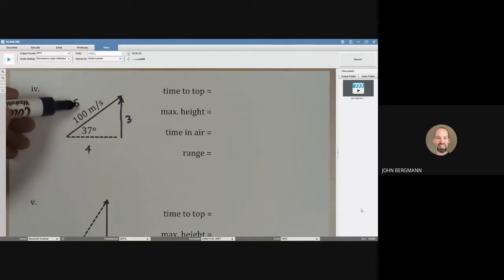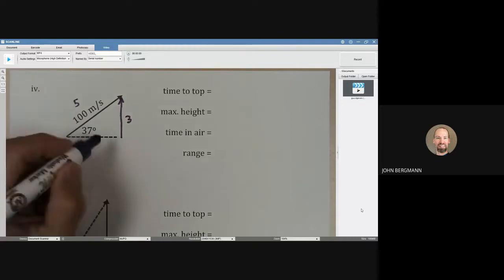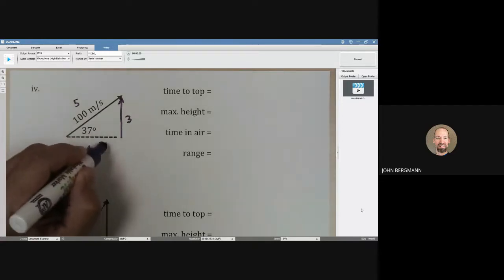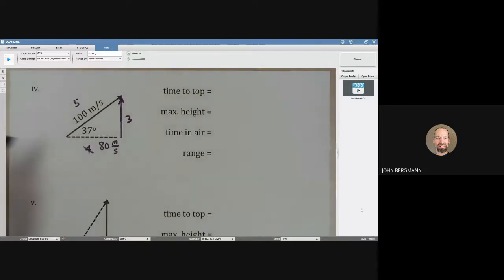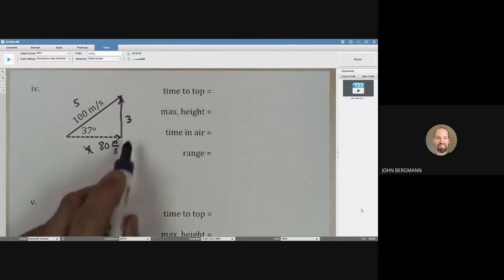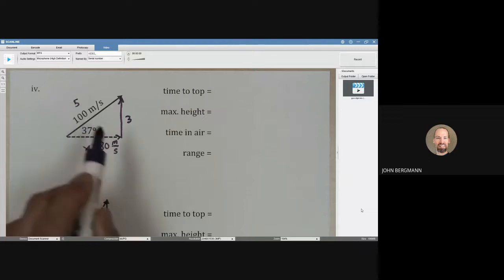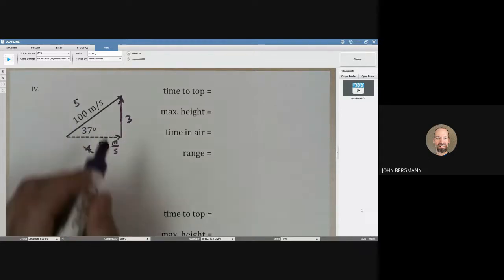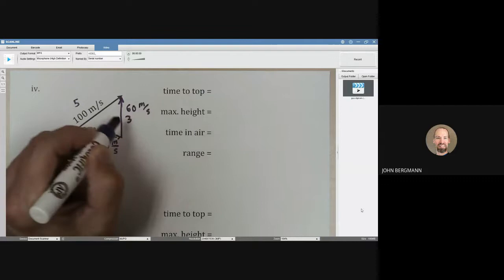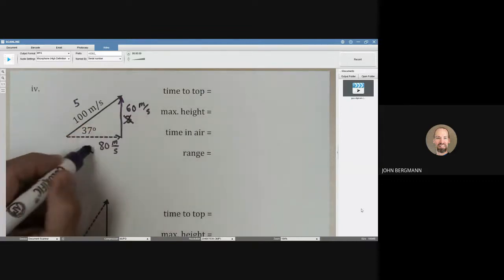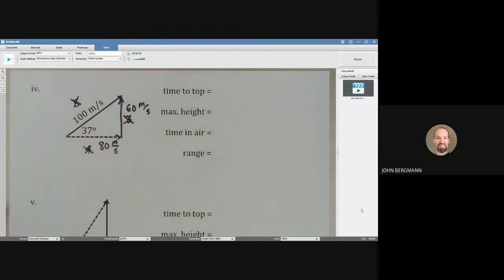100 is to 5 as what is to 4? Well, I think won't that be 80 meters per second in the x direction? And 100 is to 5 as what is to 3? 60. So let me cross off the 3 and the 4 now. We just put those in there to help remind us, hey, when we have a 37-degree angle in a right triangle, or if we have a 53-degree angle in a right triangle, that's our hint that we have a 3, 4, 5 right triangle there.